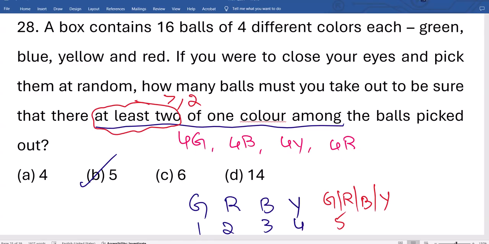Now if it is 5 different colors, what's the answer? 6 should be picked. Plus 1: the number of different colors plus 1. All the first five are different, and whatever you pick next, definitely there will be a same color repetition.